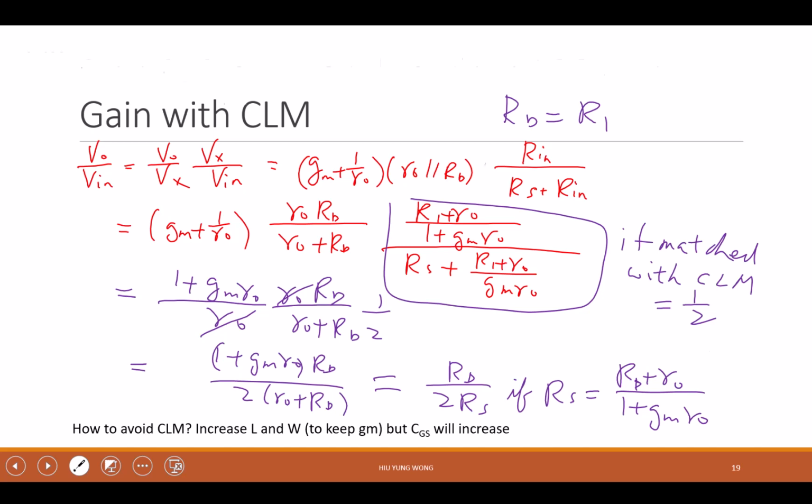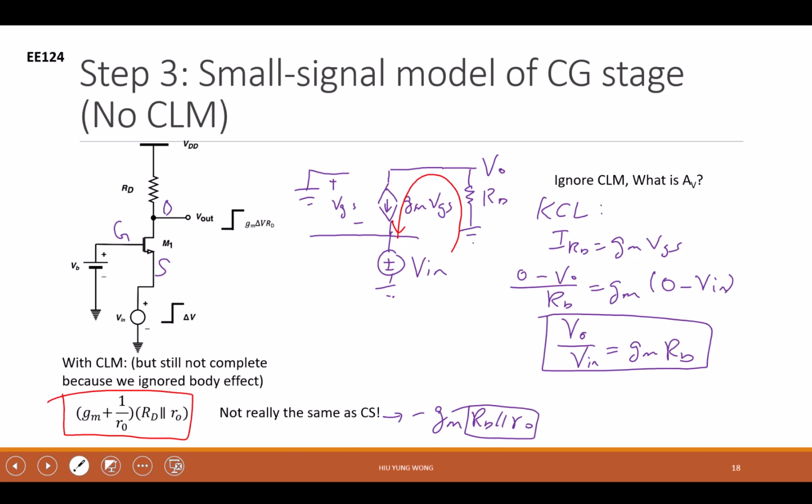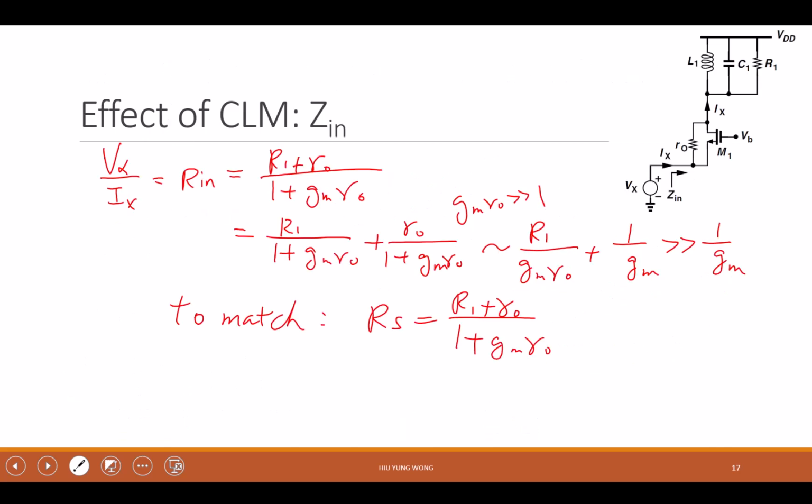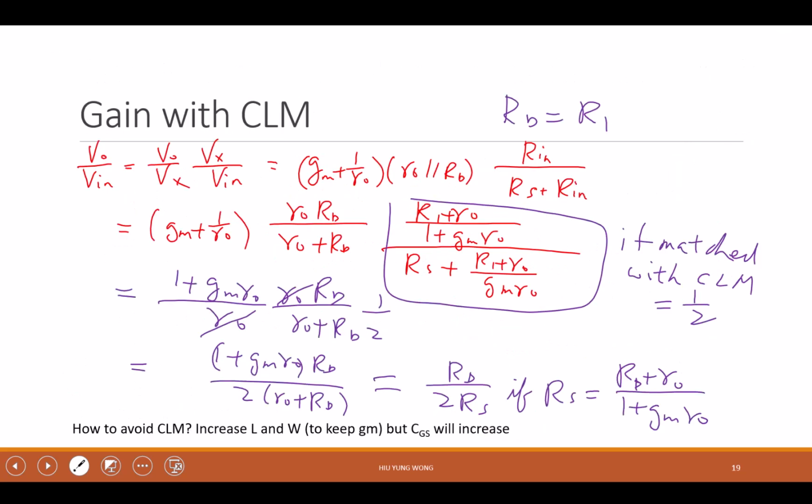The message is just that if you have channel length modulation, you need to match the input impedance to this equation instead of just 1 over GM. Once you match it, the gain will still be the same, which is RD divided by 2RS, because now RS is this complicated term, not just 1 over GM. So it is still the same. That's all I want to say. Okay, thanks for staying. That's it for today.